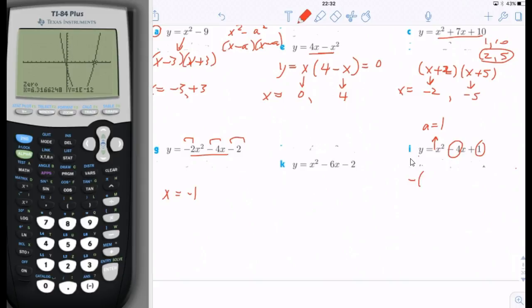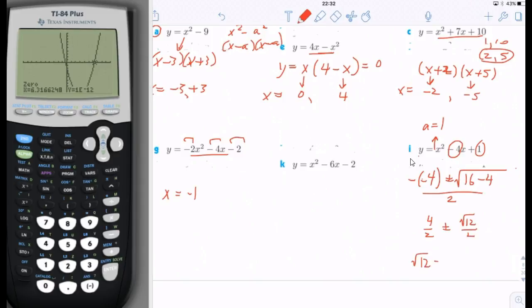So we're going to have negative minus negative 4 plus or minus the square root of b squared, which is negative 4 quantity squared. Negative 4 quantity squared is going to be 16. Minus 4 times a, which is 1, times c, which is 1. And then all divided by 2a, which is just 2. So we have 4 divided by 2 plus or minus square root of 12 divided by 2.